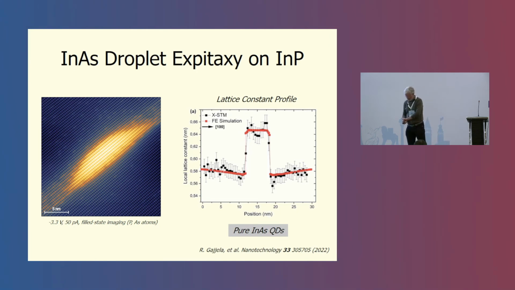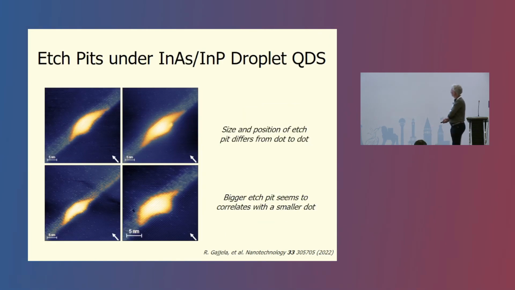A bit unfortunate was that we saw this edge pit formation very often. Something like 60% of the dots showed an edge pit underneath. And the size and the position of the edge pit was very different and differed from dot to dot. It was also interesting that we saw that if you have a bigger edge pit, the dots seem to be smaller. Of course, that's related to the availability of the indium that you have in the material.